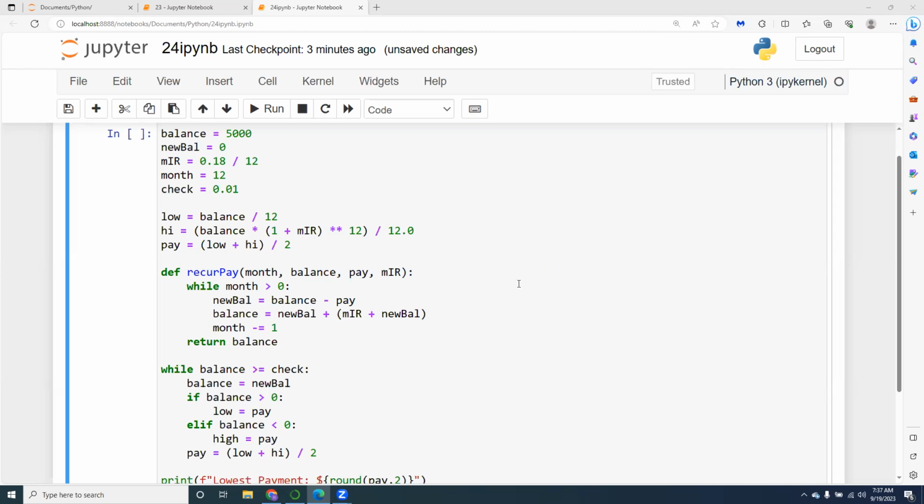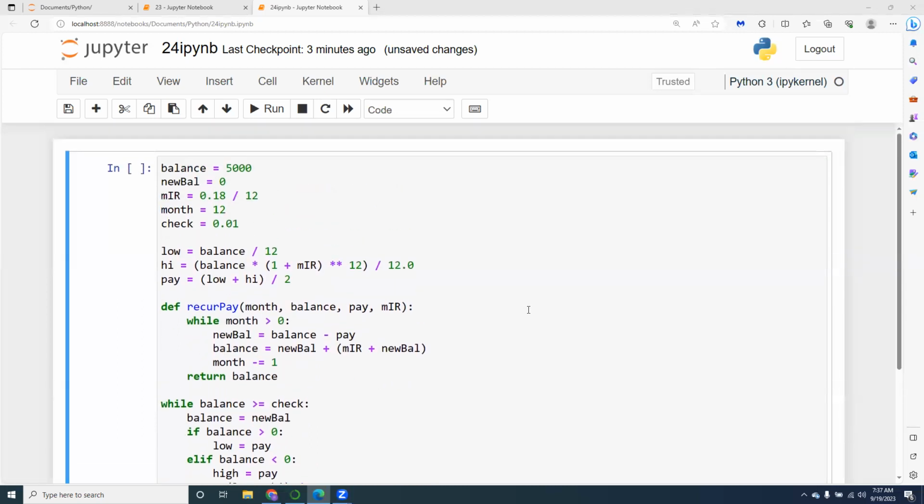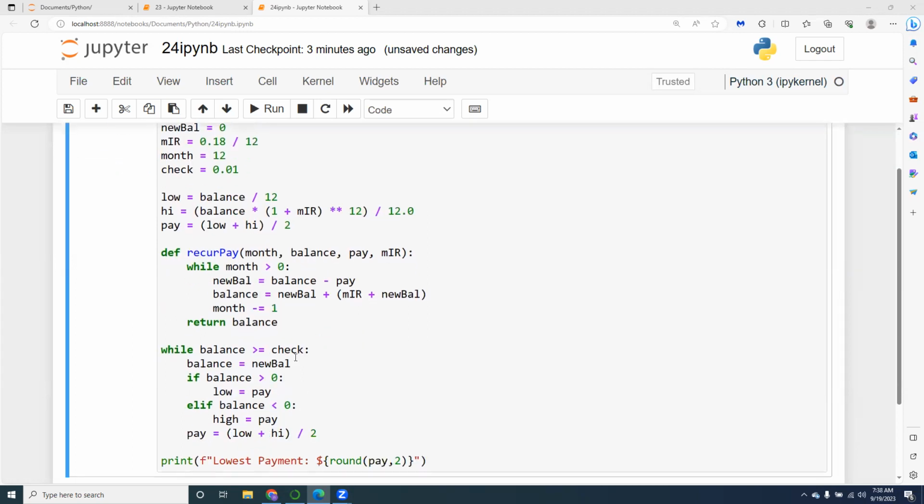This is going to be problem number 4, recursive bisection search. So, in problem 3, we designed a bisection search to find the monthly minimal payment to pay off the debt in 12 months. So, I'm revising my bisection search solution using a recursive function. I did something similar to the previous problem. Input this and then changed up the while loop here.